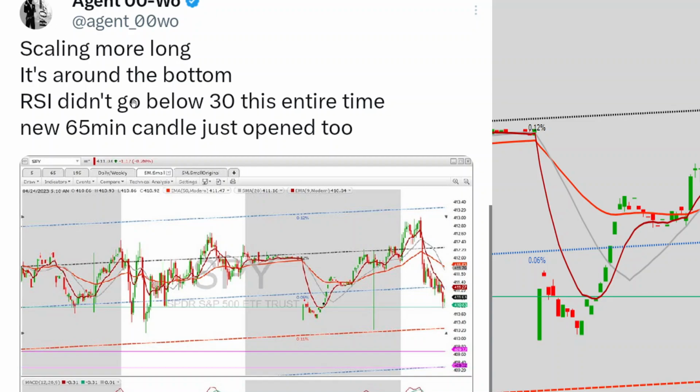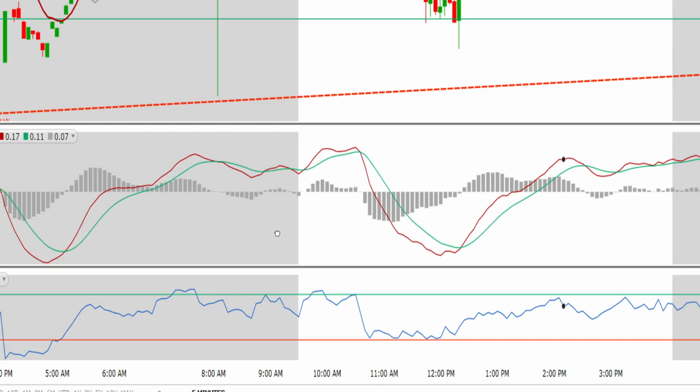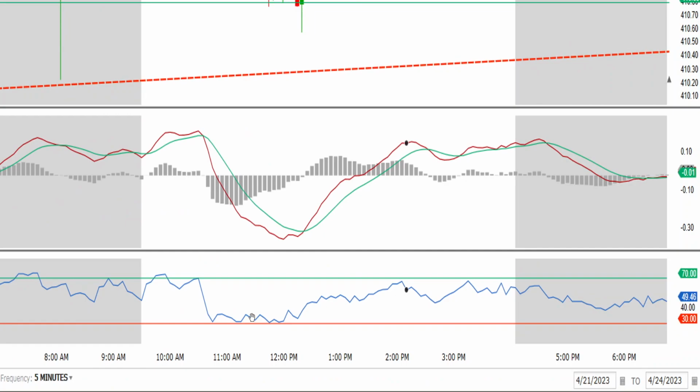RSI did not go below 30 this entire time. That was key. New 65-minute candle just opened too. Yeah, right here. See that? Look at the RSI right there. Never went below 30. Let's see what happened. Yep, right here. See that? The whole day, never went below 30. That's how I knew. Also, I was like, nah, you're not tanking this thing. You're not doing it.